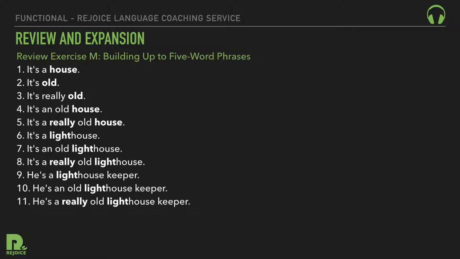Review exercise M. Building up to 5-word phrases. It's a house. It's old. It's really old. It's an old house. It's a really old house. It's a lighthouse. It's an old lighthouse. It's a really old lighthouse. He's a lighthouse keeper. He's an old lighthouse keeper. He's a really old lighthouse keeper.